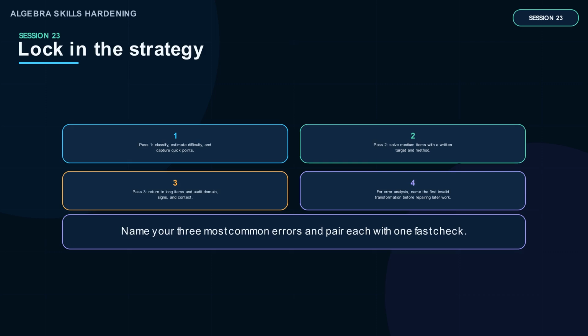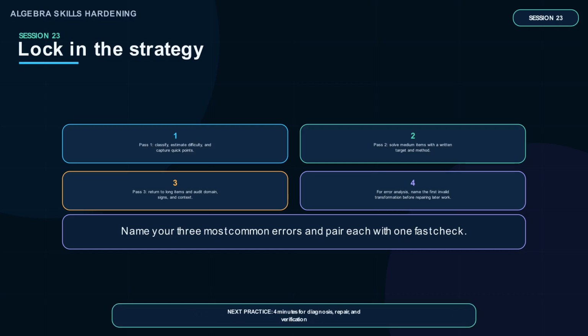Reflection: name your 3 most common errors and pair each with one fast check. Name the error specifically so you can interrupt it next time. Practice one fresh problem within 4 minutes for diagnosis, repair, and verification. Keep the work readable, check it independently, and carry the routine forward.